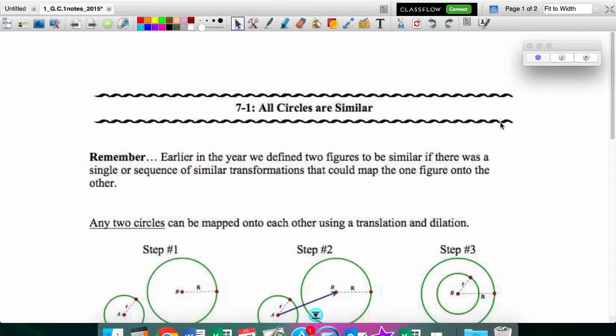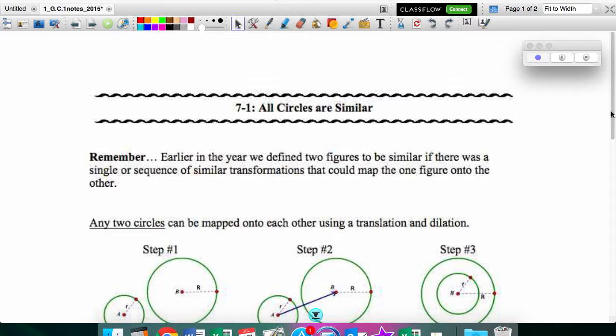In 7.1, we'll talk about how all circles are similar. Earlier in the year, we talked about what it meant for two figures to be similar. We discussed how if we could find a single transformation or sequence of transformations which mapped one onto the other, which were a series of dilations, translations, reflections, and/or rotations, then the two figures would be similar. Well, we can actually show that any two circles are similar by finding a translation and dilation between the two.